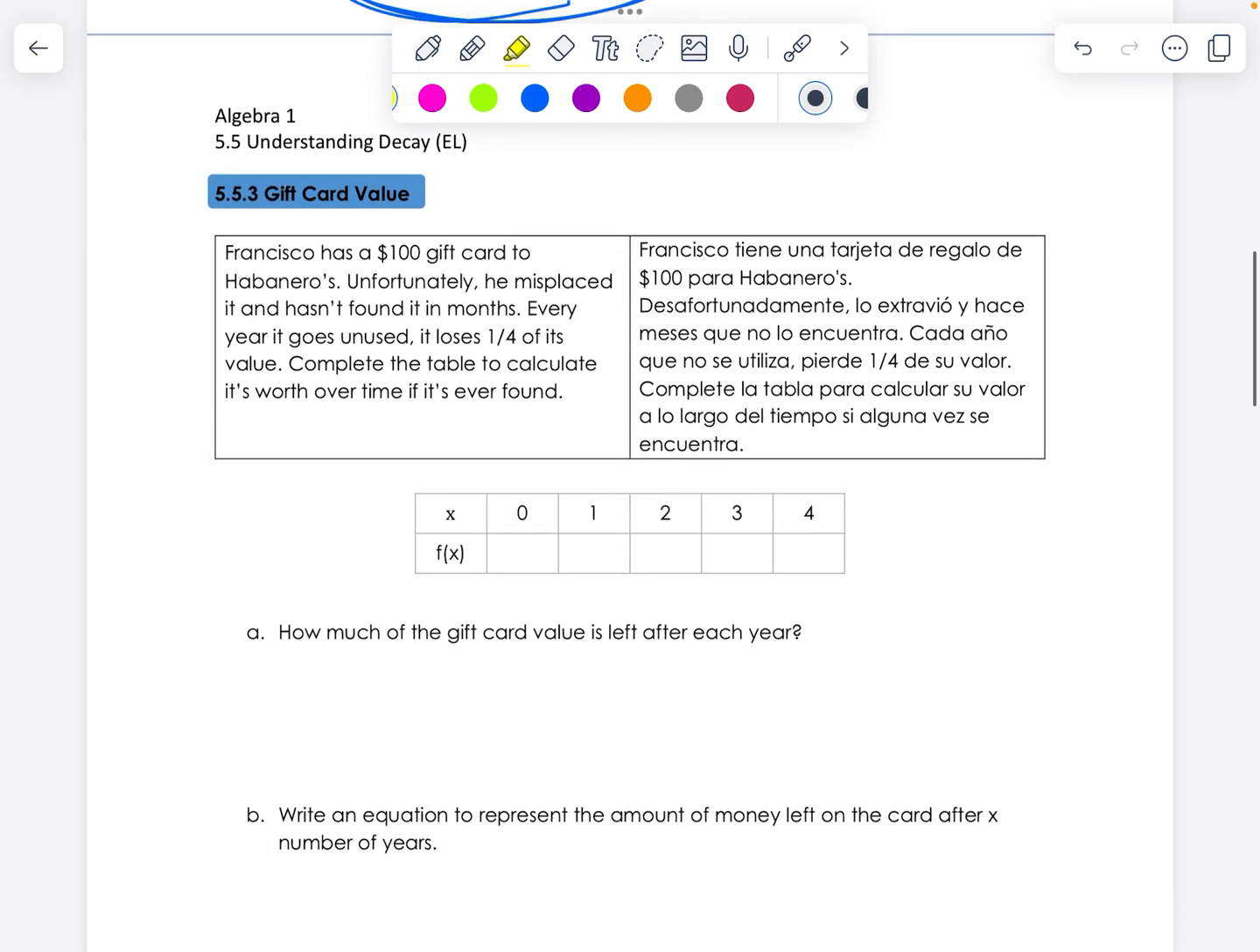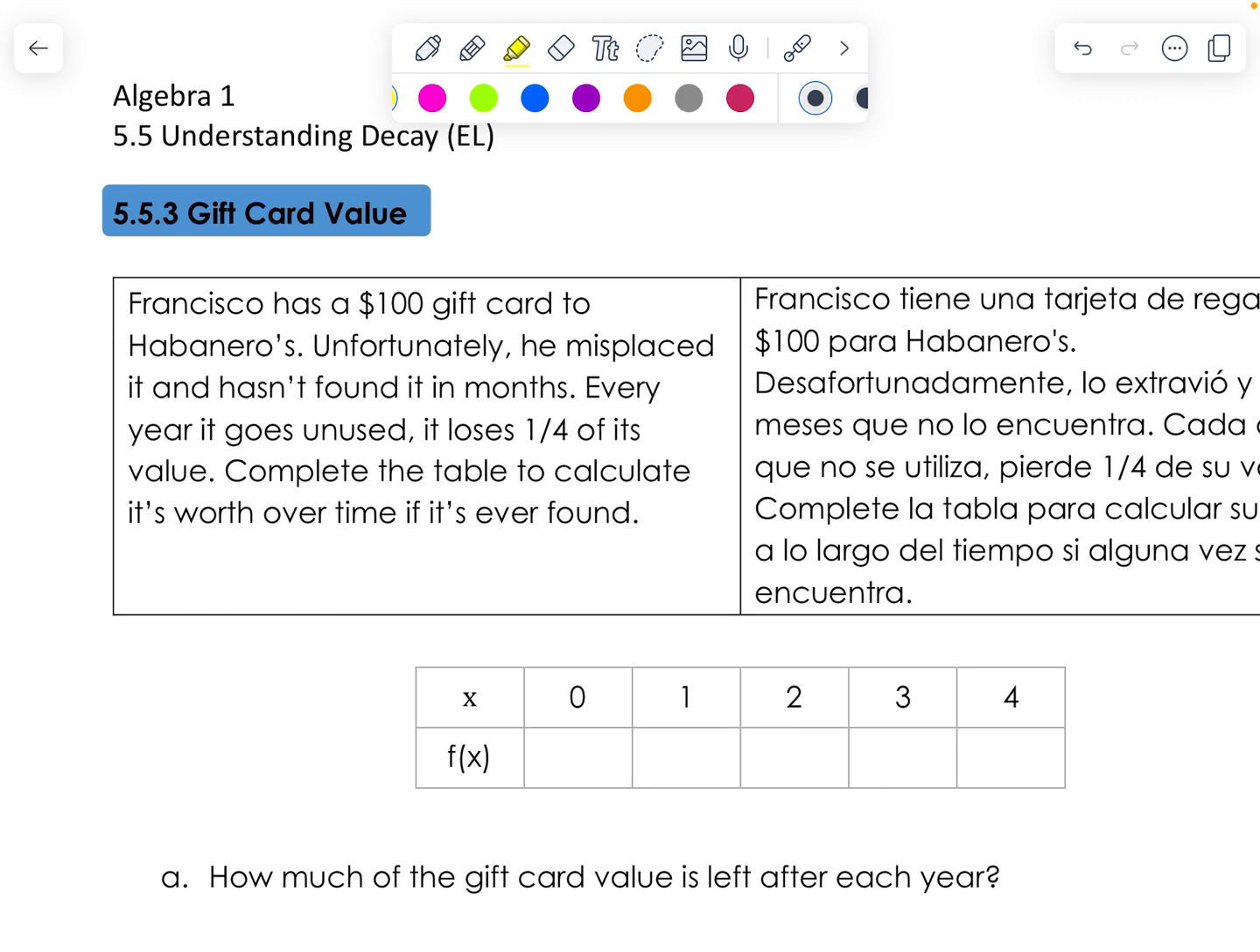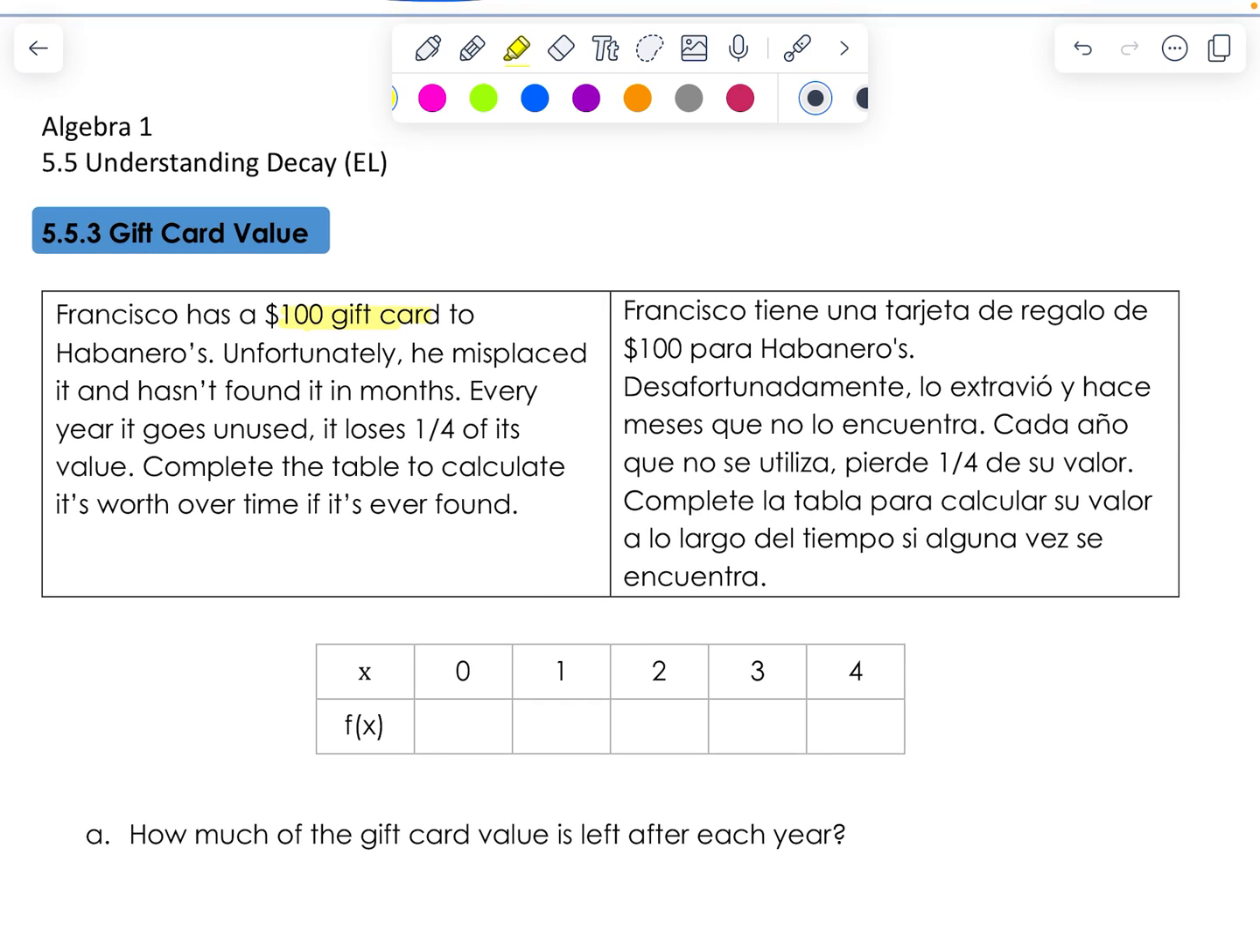If you're ready to move on with me, the next activity we are talking about a gift card. So this says that Francisco has a $100 gift card to Habaneros. Unfortunately, he misplaced it and hasn't found it in months. Every year it goes unused, it's going to lose 1/4 of its value. They want us to complete the table.